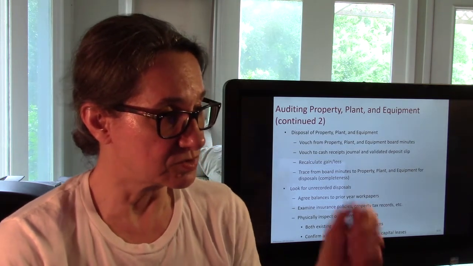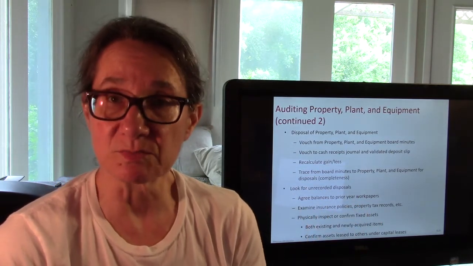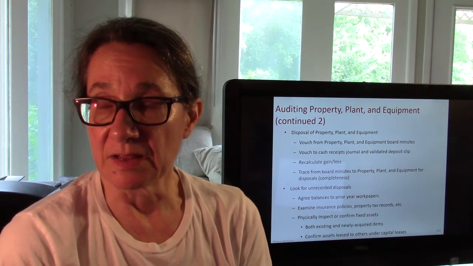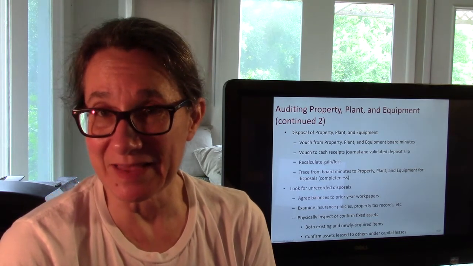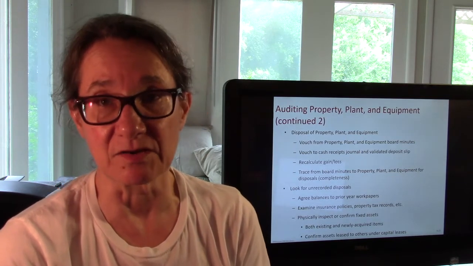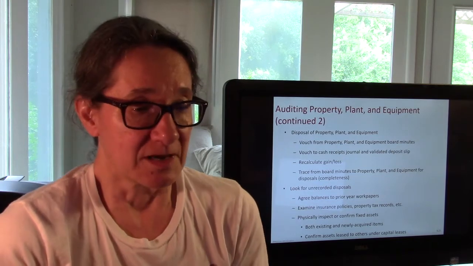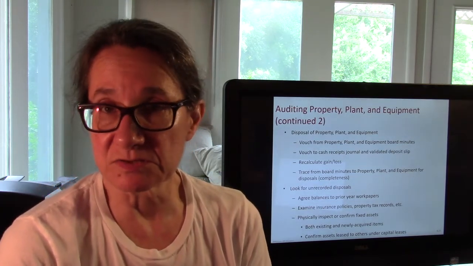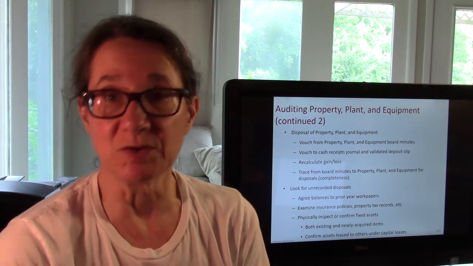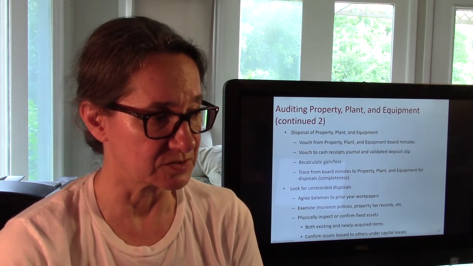So you should agree balances, examine insurance. This is a great way. Insurance and property tax records, they're not going to pay insurance on something they no longer have. They might keep that thing on the books, but they'll definitely take it off the insurance policy and take it off the tax rolls because they don't want to pay more on it. So if they're not paying the taxes or insurance on it, then they probably no longer have it, and you make them show it to you. So you can physically inspect things to make sure they exist.